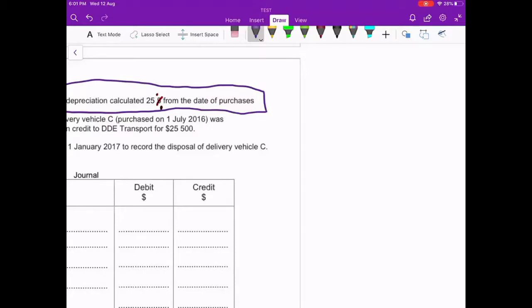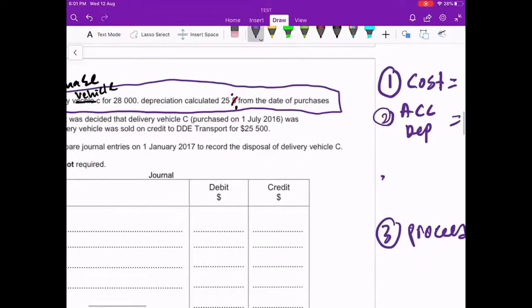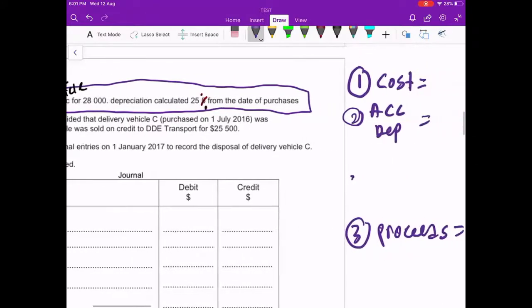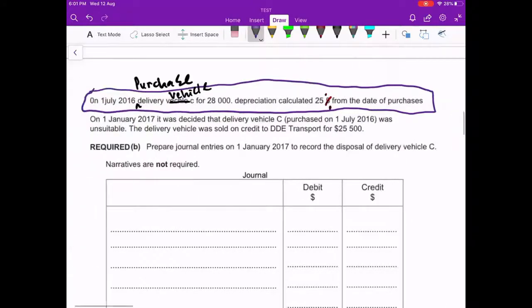Okay, now the problem here is from my 4 steps. First thing, you need to know the cost. Second, you need to know how much the accumulated depreciation is. Third, you need to know how much the proceeds are. You need to know these 3 things, then only you can answer this question. So I give you 1 minute. Can you check all these 3 items inside here? How much is the cost? How much the accumulated depreciation? How much the proceeds? Look at this question and tell me.